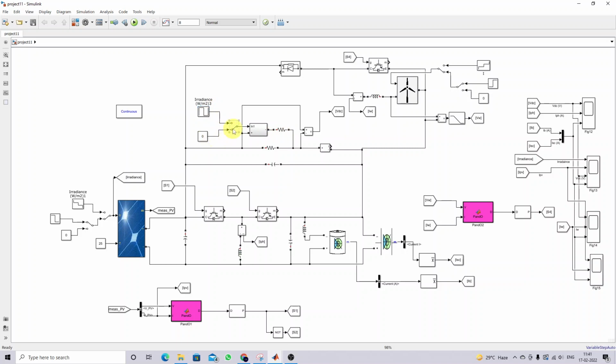Okay, so now I have not included this load in the system, we only consider this. So a 50 ohm resistor is connected in the system.